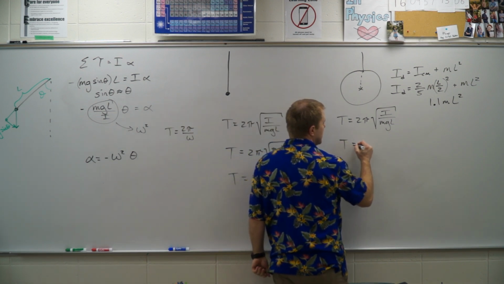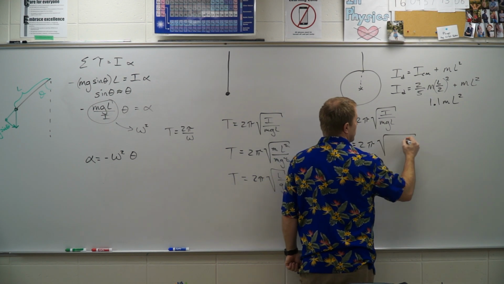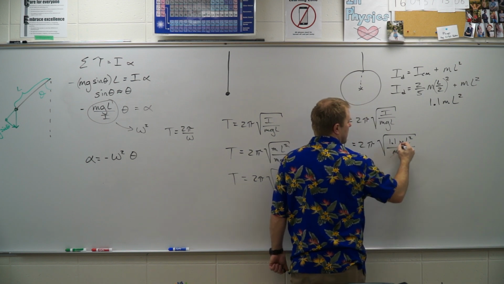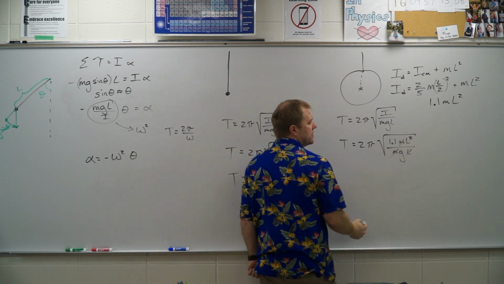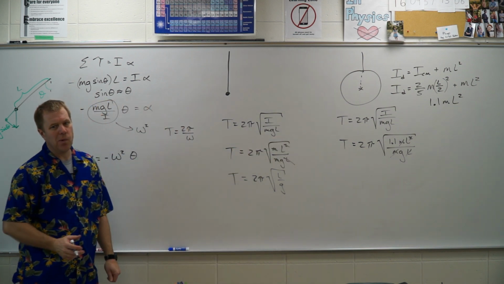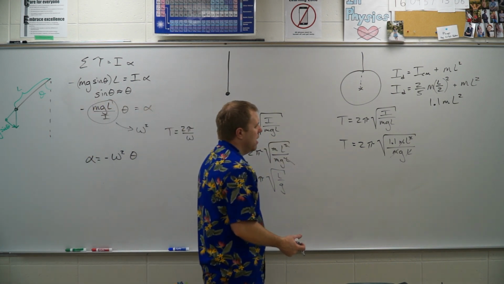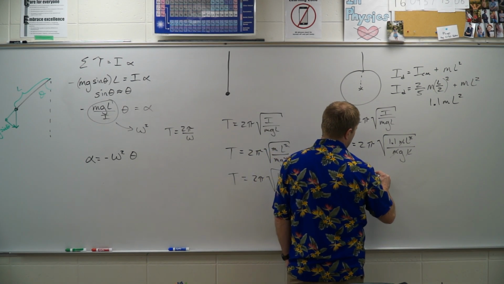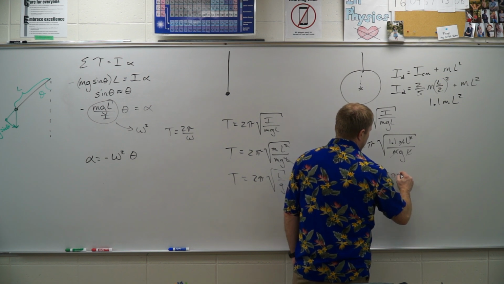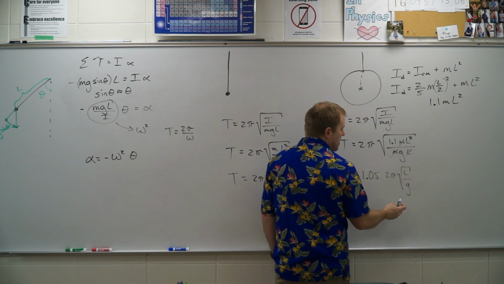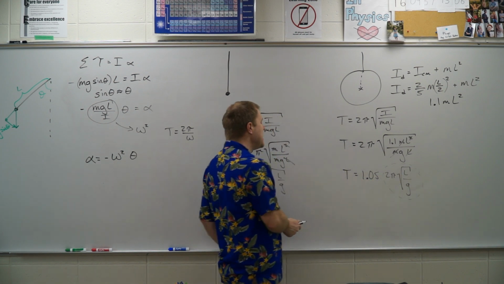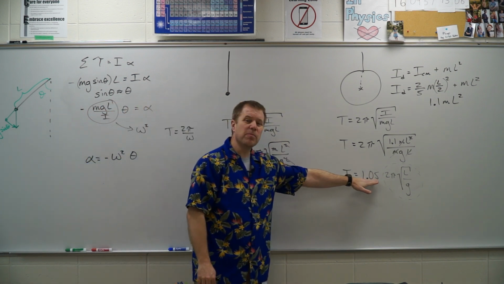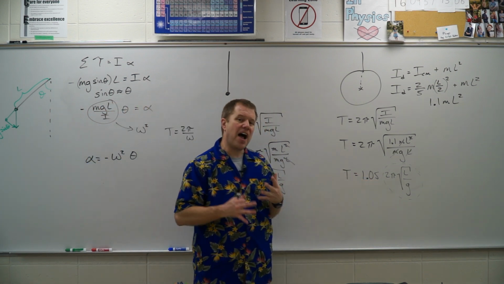So I have the period equal to 2 pi times the square root of 1.1 mL squared divided by mgL. Again, our masses cancel, one of the L's cancels, and we're left with that 1.1 inside the square root. So I'm going to bring that outside of the square root here. I get T is equal to about 1.05 times 2 pi times the square root of L over g. This part here is equal to the period for the simple pendulum. So it's going to be a little bit slower, by about 5%.